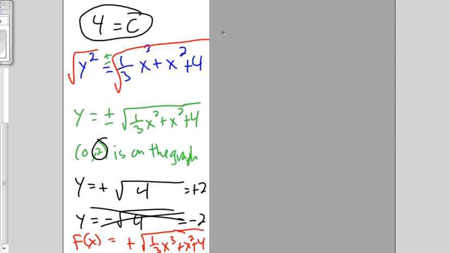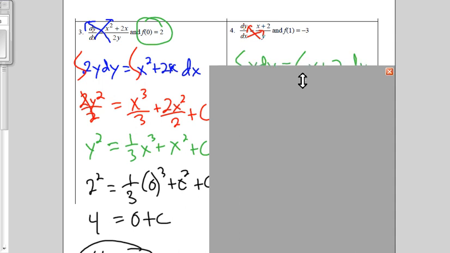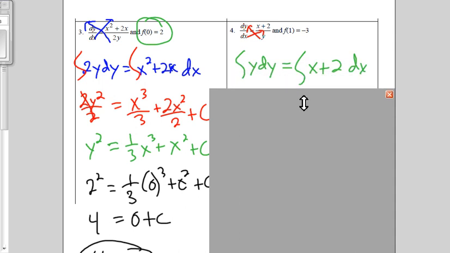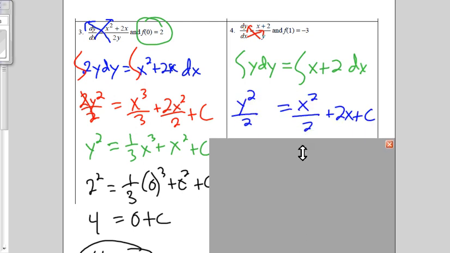All right, let me just go through, try problem 4 right now on your own, and then we'll go through it. Okay, so here we go. Same thing, multiply both sides. So we get y dy equals x plus 2 dx. Let's take the integral of both sides. So we get y squared over 2 equals x squared over 2 plus 2x plus c.